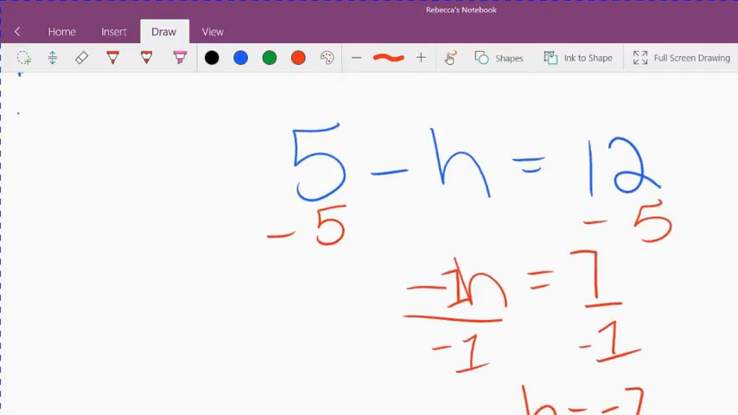Alright, so that is all for two-step equations. Hopefully that gets your memories going on those equations. Alright, guys?